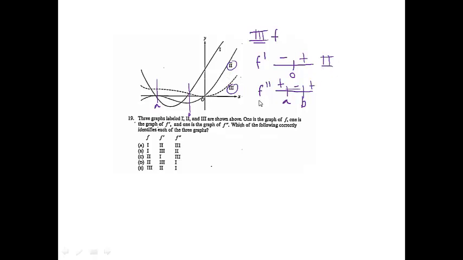And then if I'm looking for f double prime, my f double prime is going to be above the x-axis until A, and then below the x-axis between A and B, and then above the x-axis after B, which definitely meets the criteria for number 1, because number 1, notice it's above and then below and then back above. So we have found it. So my choice will be E.